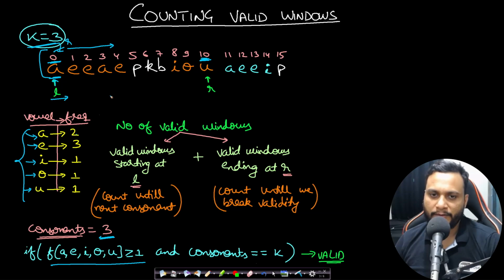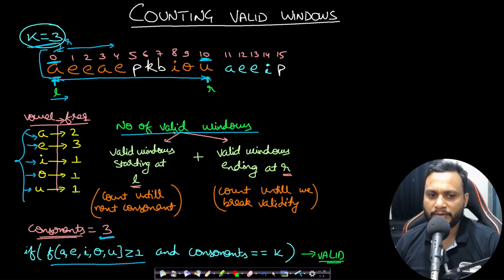to 10 is a valid window. Now how to tell the number of valid windows which have 0 to 10 as a substring as a part of it, okay? I can say that there can be multiple valid windows which start with 0, and there will be multiple valid windows that can end at 10. So there are 2 parts of this problem.